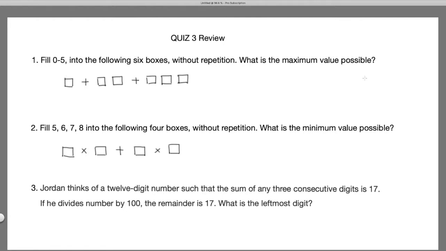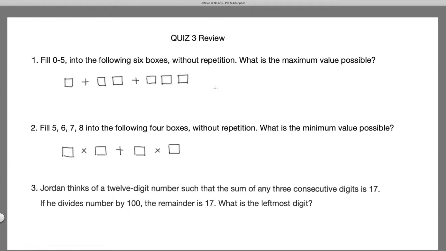Fill 0 to 5 into the following 6 boxes without repetition. What is the maximum value possible? And the 6 boxes are: the first box represents a 1-digit number, the 2 boxes represent a 2-digit number, and 3 boxes represent a 3-digit number.